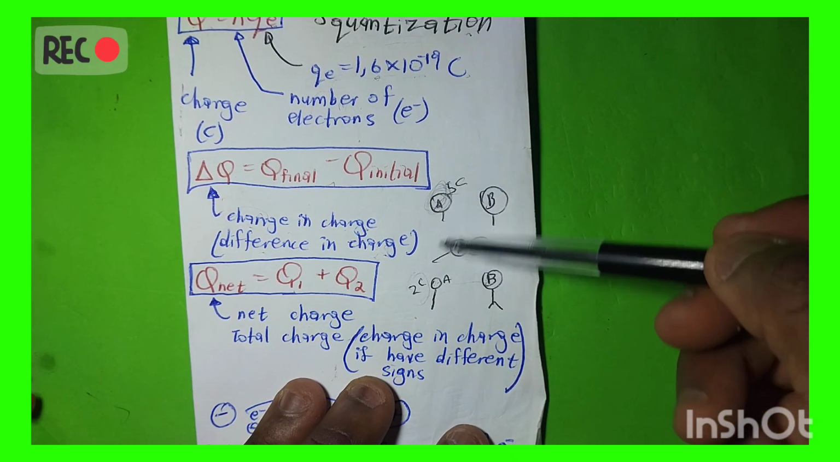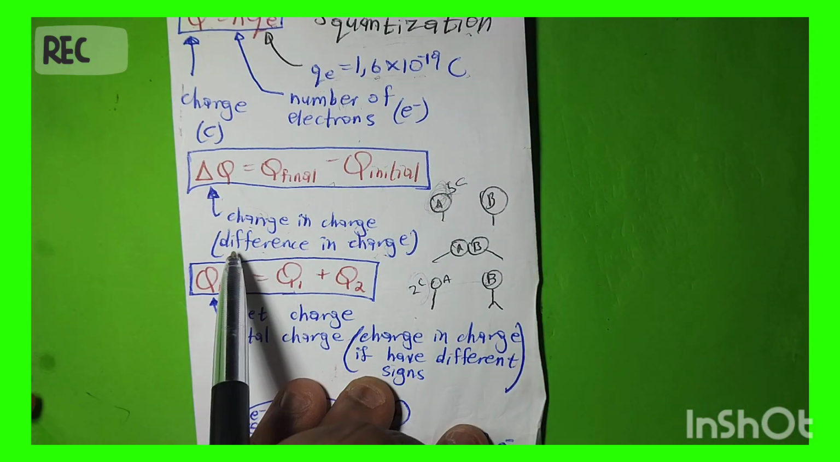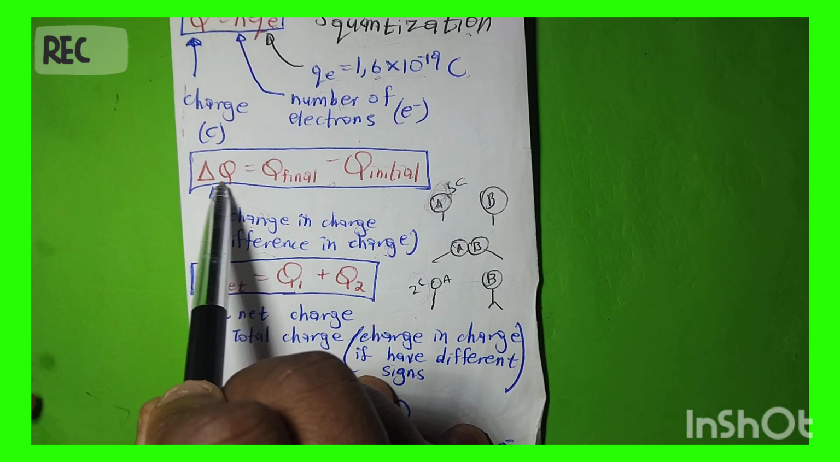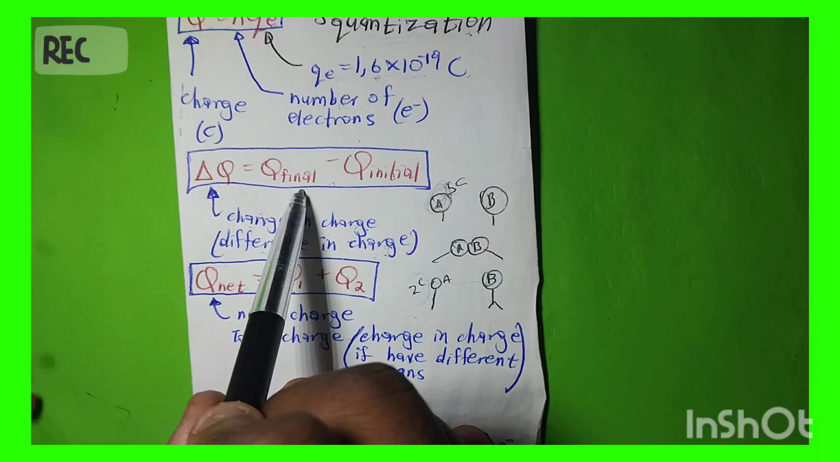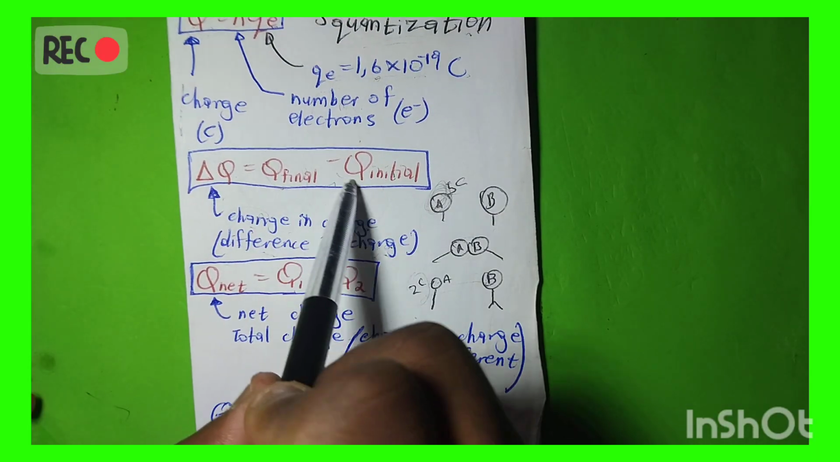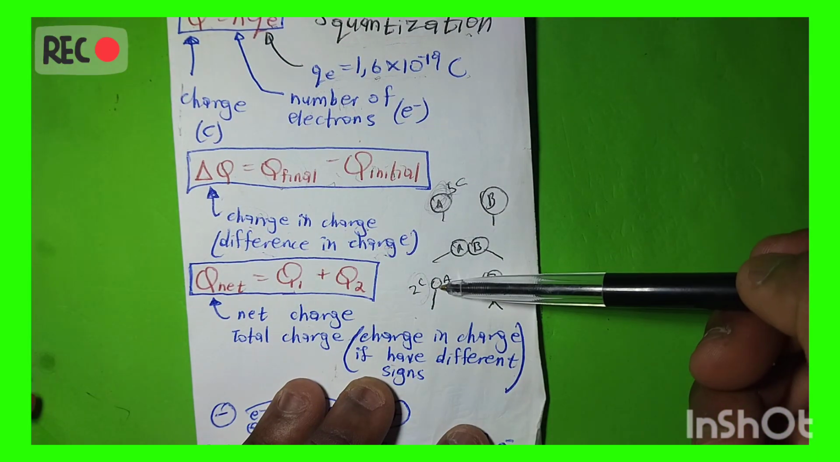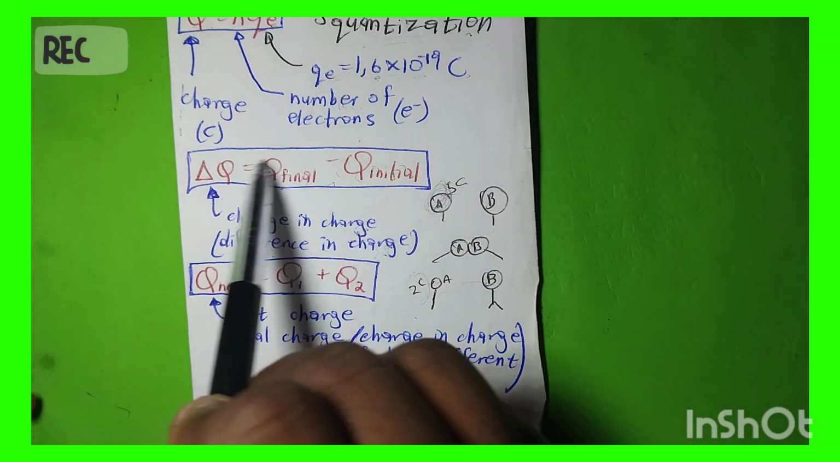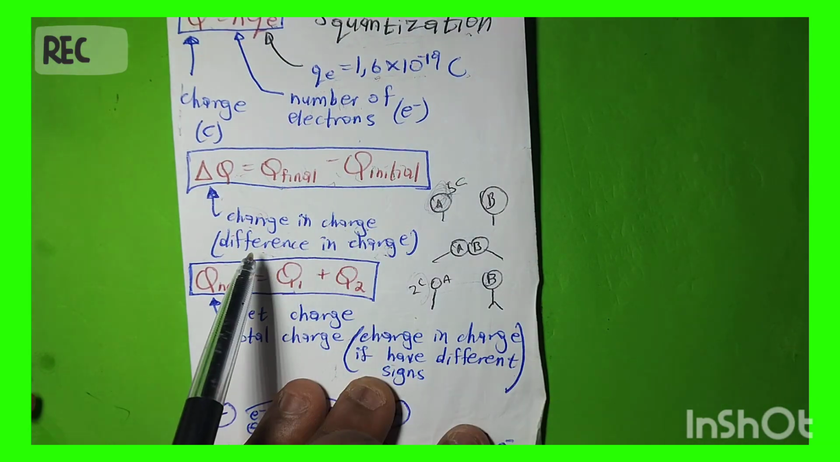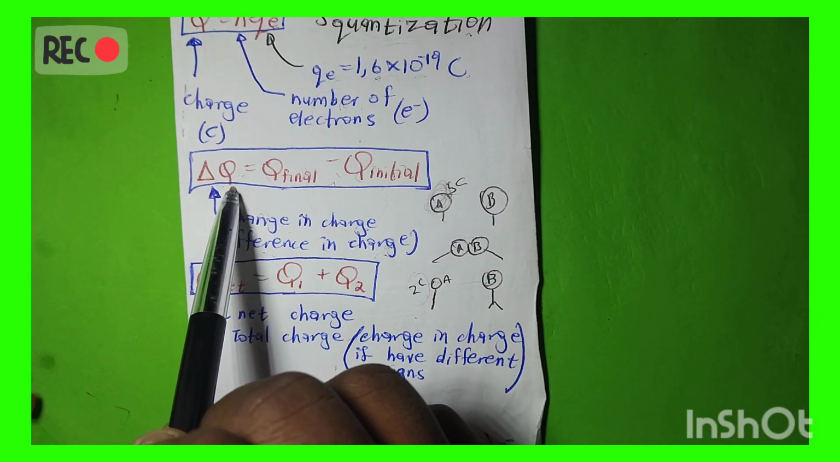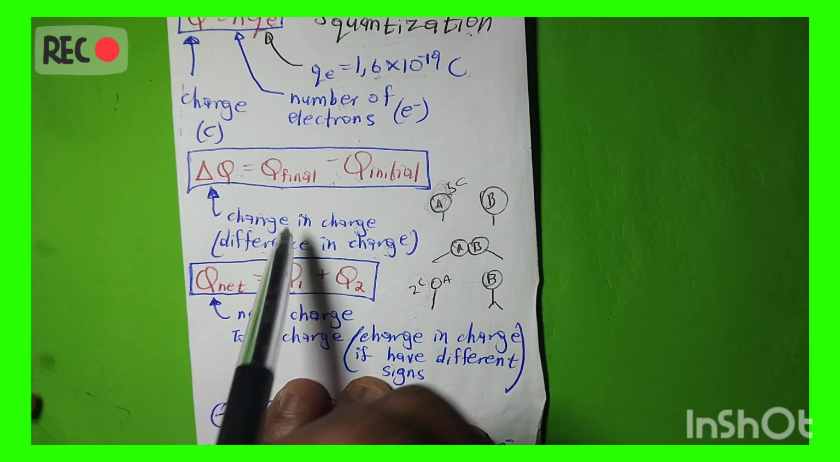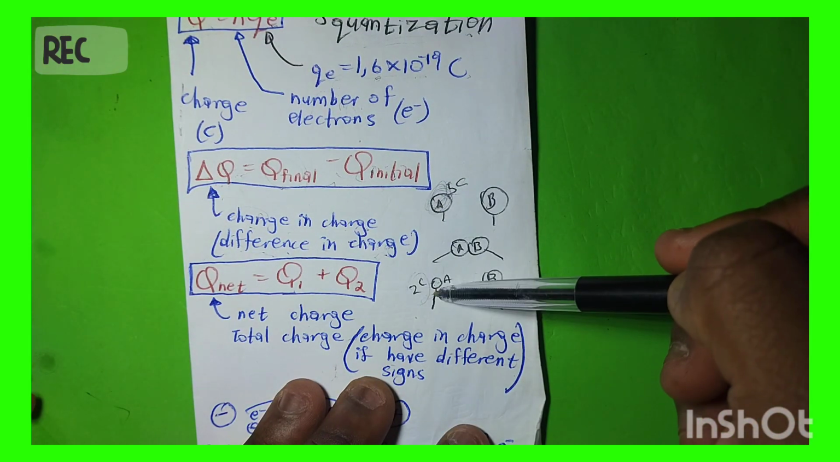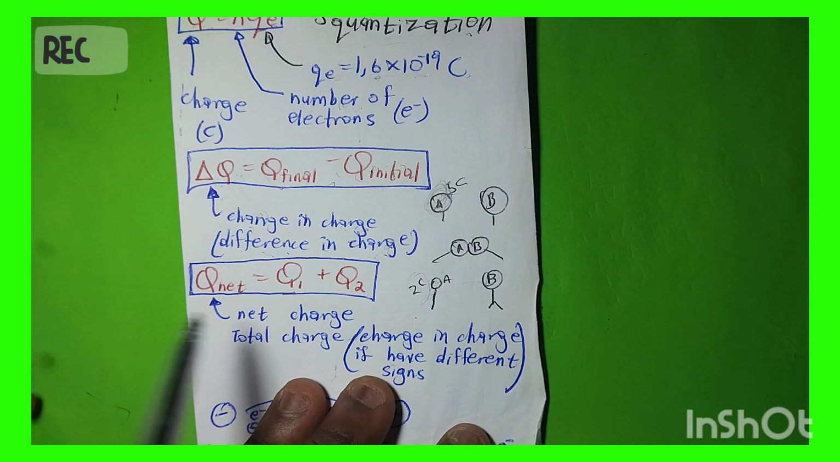In order for you to get a difference in charge, this is the equation that you'll use, where you say final charge minus initial charge. The change in charge is also called a difference in charge, meaning from here until there you get a difference in charge. That is the equation that you will use.